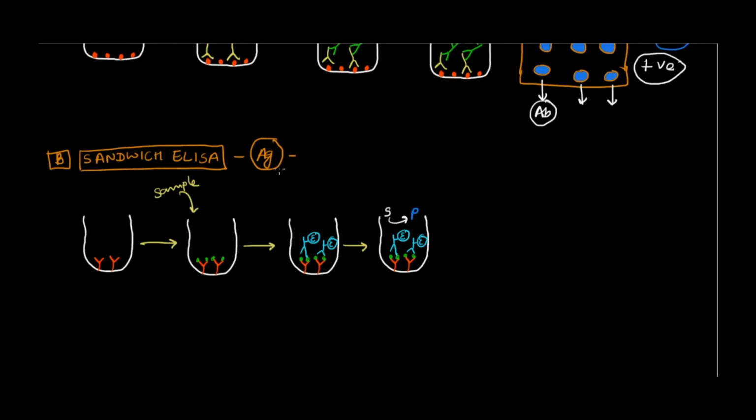Whatever antigen that you're looking for, coat your ELISA well with antibodies against that antigen. Add the sample. If at all it has the antigen, it will bind to it. Add the secondary antibody conjugated with enzyme against it. So if the antigen was there, it will go and bind to it. Add the substrate, colorless substrate. In the end, you will observe color development in the plate. So that's how Sandwich ELISA is done. Now let's move on to the third type of variant.